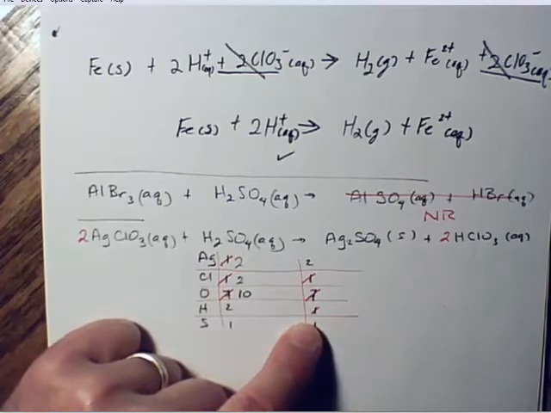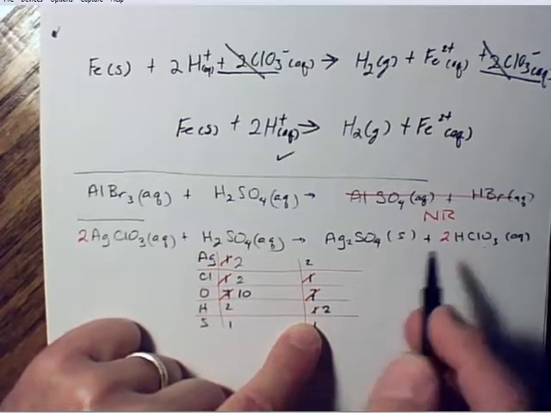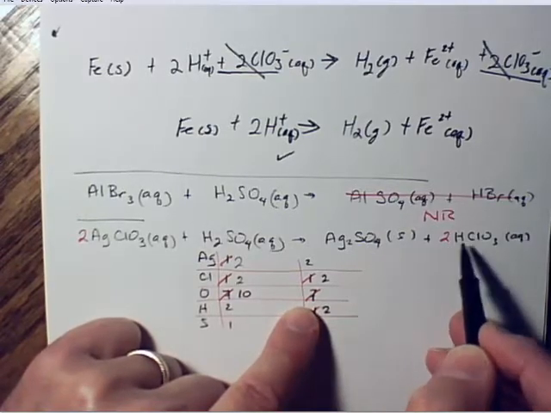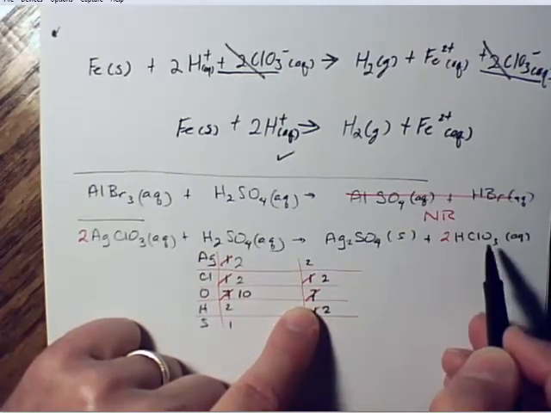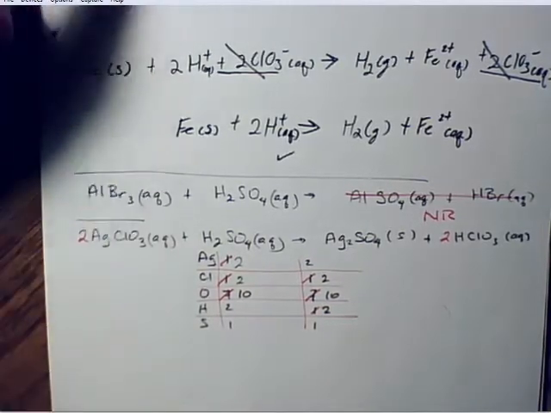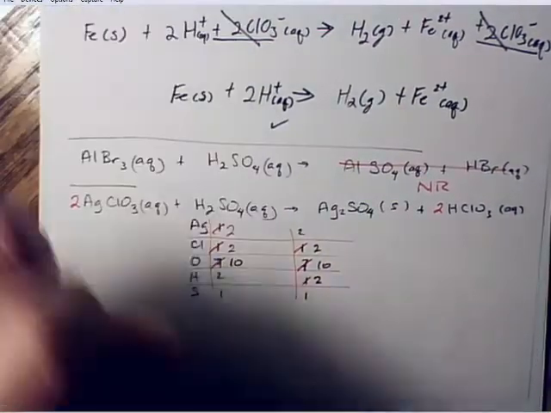So now I have 2 hydrogens. I've got 2 chlorines. And I've got 4 oxygens here, plus this 2 times 3, or 6. So 4 plus 6 is 10, and the equation is balanced. Now we want to write a complete ionic equation.